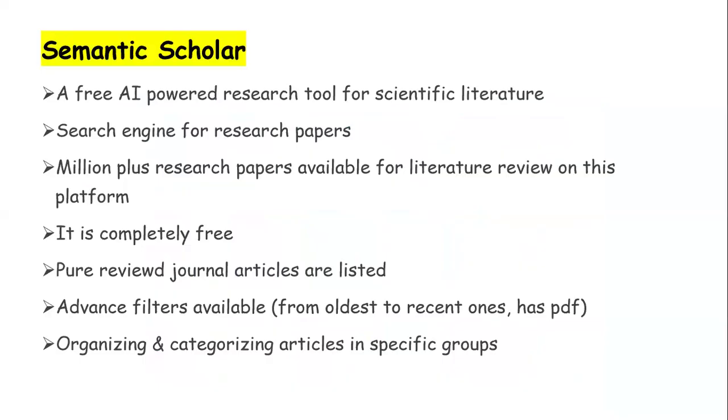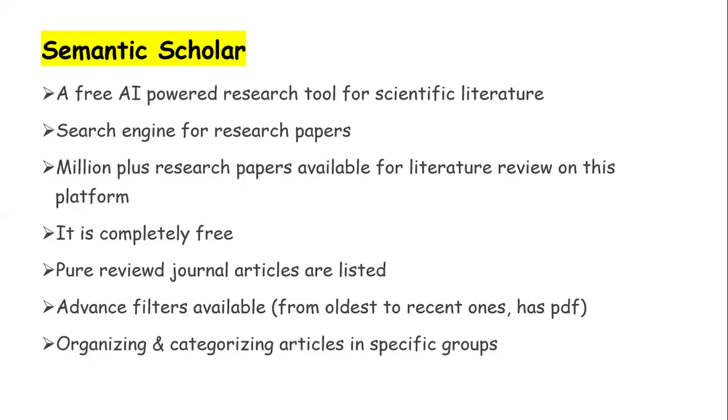So Semantic Scholar, it is the most commonly used tool, a free AI-powered research tool for scientific literature, a search engine for research papers. Okay, it includes million plus research papers available for literature review on their platform. इसकी जो best बात है, it is completely free. Peer-reviewed journal articles are listed. Advanced filters are available from oldest to recent ones. It has PDFs as well.